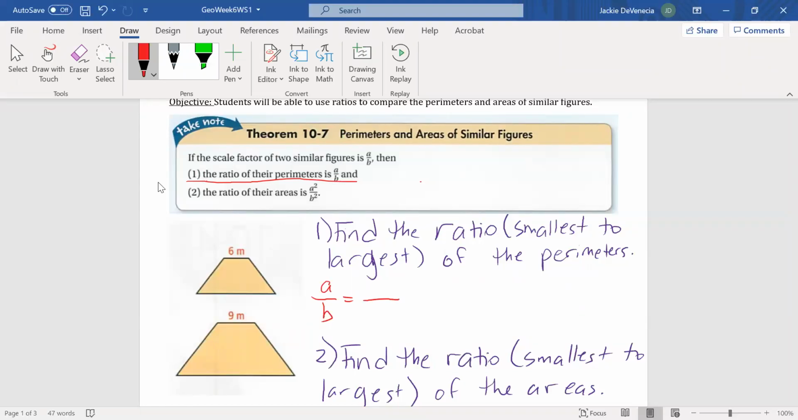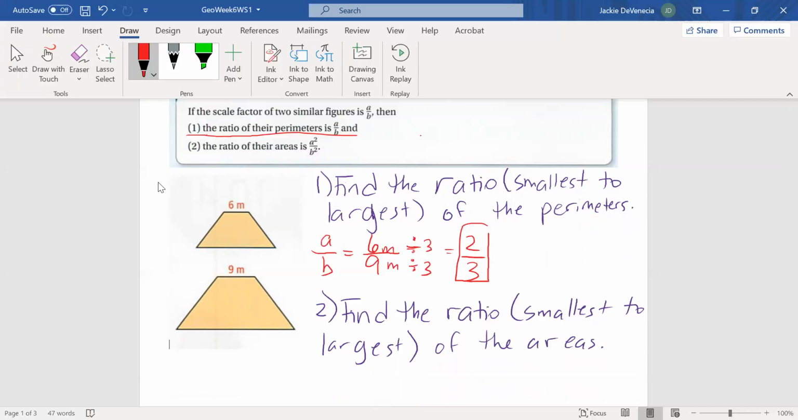So the smallest one is 6, and the biggest one is 9. Now, I could simplify these two. If I look carefully, I know that 6 and 9 are both multiples of 3, so I can divide both of them by 3. So 6 divided by 3 is 2, and 9 divided by 3 is 3. Now these two don't have a common factor other than 1, and if I divide both by 1, I'm going to get the same number. So this is going to be the ratio for my perimeter.